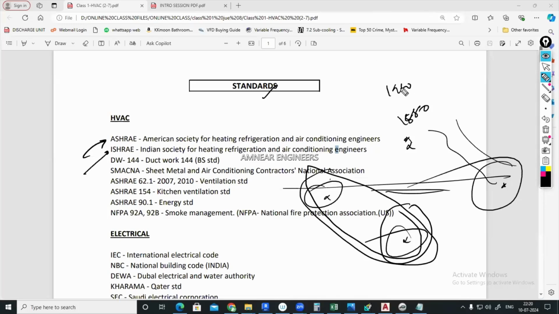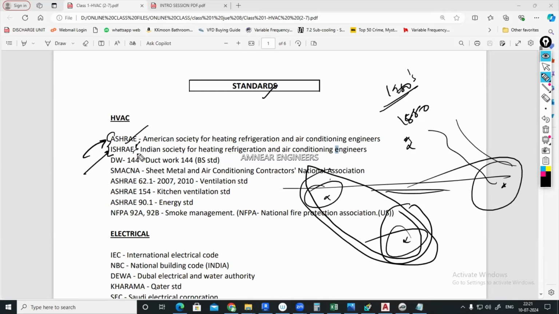It was implemented in the 1980s. That is called the Indian Society for Heating, Refrigeration and Air Conditioning Engineers. So when we are designing almost all HVAC design, we have to take data from ASHRAE, and if you are doing an Indian project, ISHRAE also.